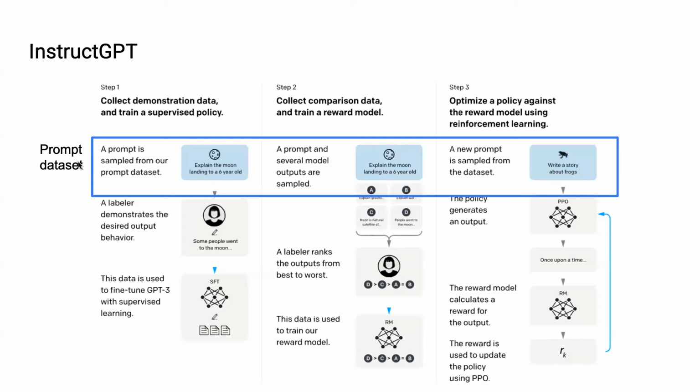So the first data set is the prompt data set. Basically you need to collect lots of prompts for the labelers to give the outputs, and also for the model to train on those prompts.